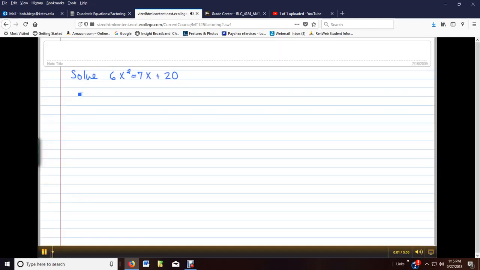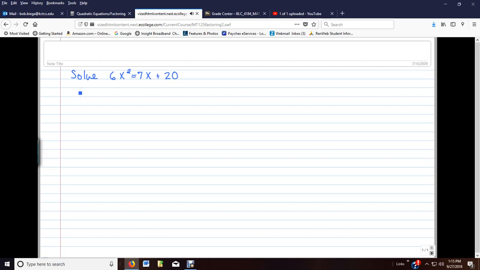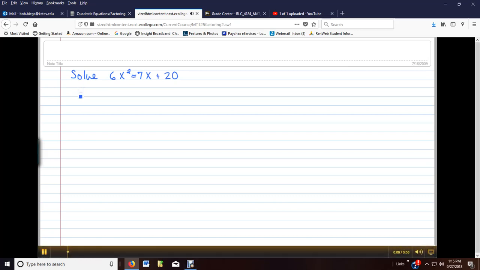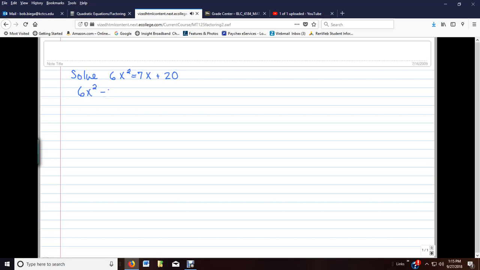Now let's suppose we want to solve 6x squared equals 7x plus 20. Once again, we need everything on the left in descending order first. So my 6x squared is already on the left, but I need to bring the 7x across, and it'll become negative when it goes across the equal sign, and I need to bring the 20 across. It too will become negative as it goes across.